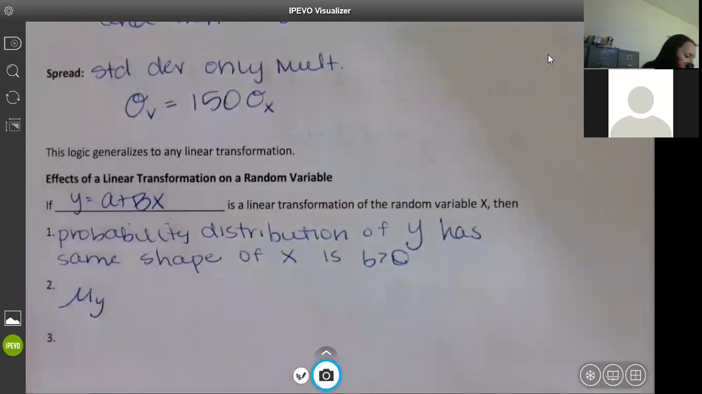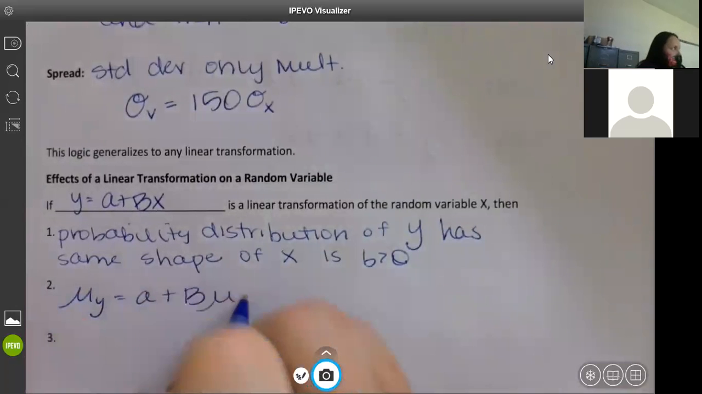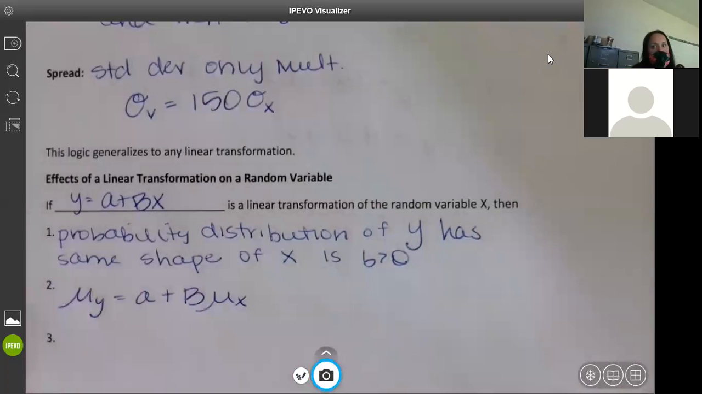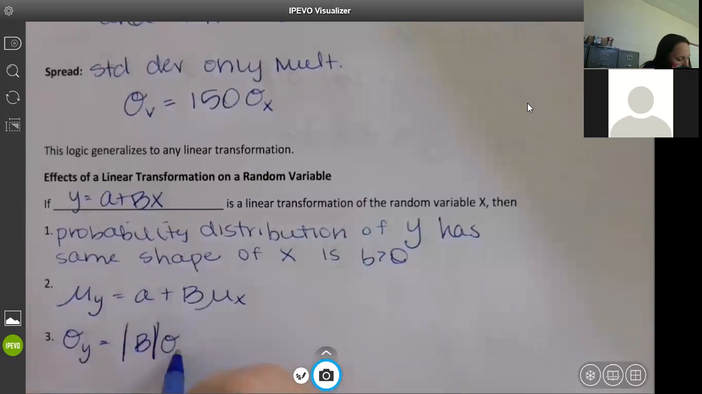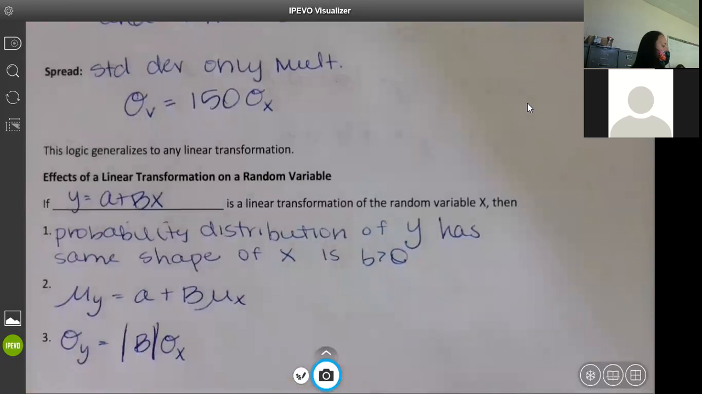The mean of Y will be A plus B times the mean of X. And then the third thing is the standard deviation of Y will actually be the absolute value of B times the standard deviation of X. Our standard deviation is a distance, so it will never be negative. So that's why they do the absolute value of B.